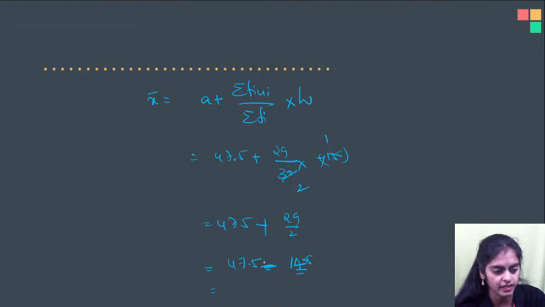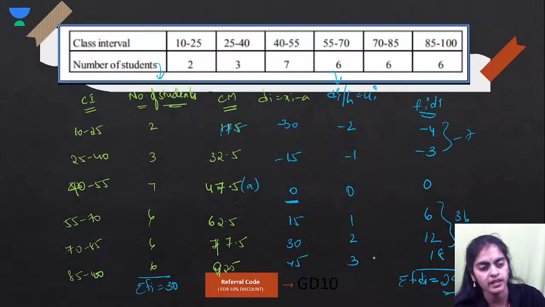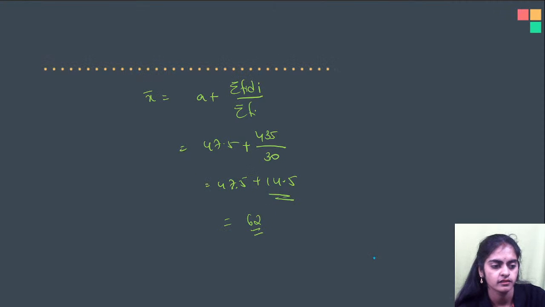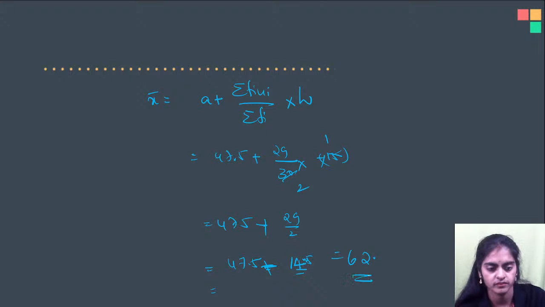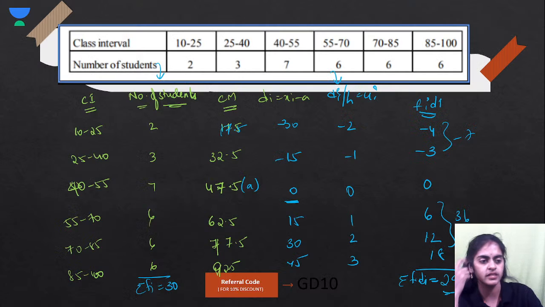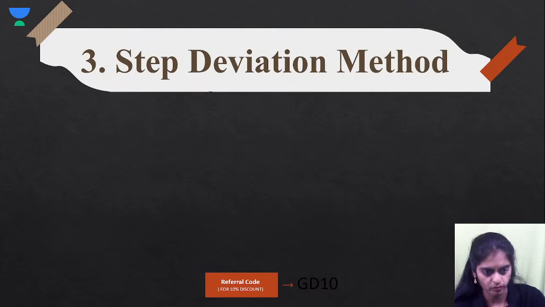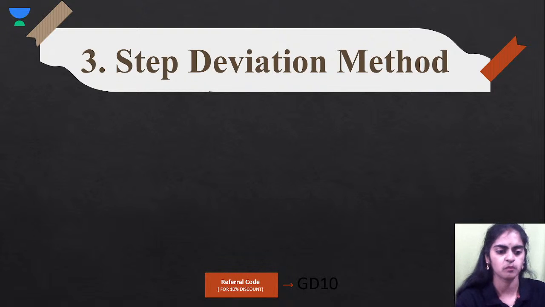This is plus sigma here. So it is 62 point, only 62. Okay, so once you just have a recap now. So we are doing step deviation method now.